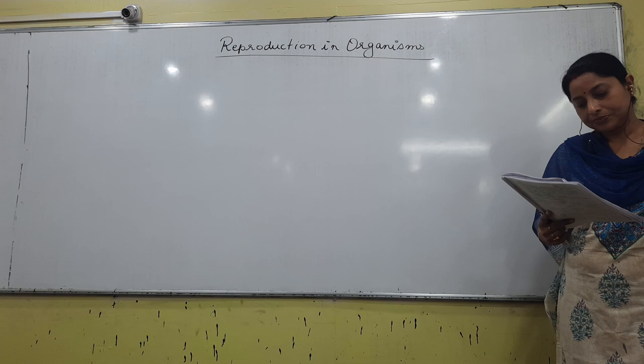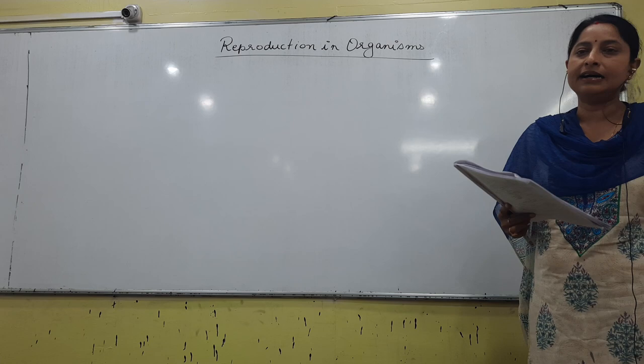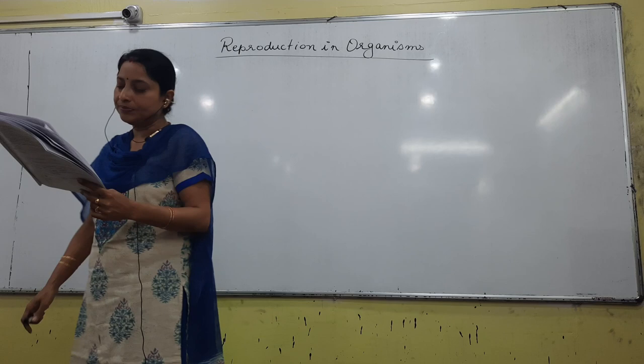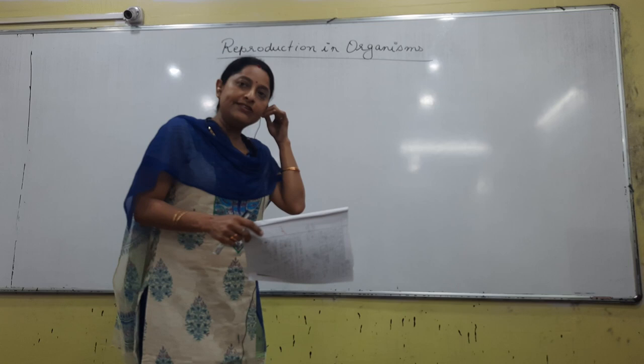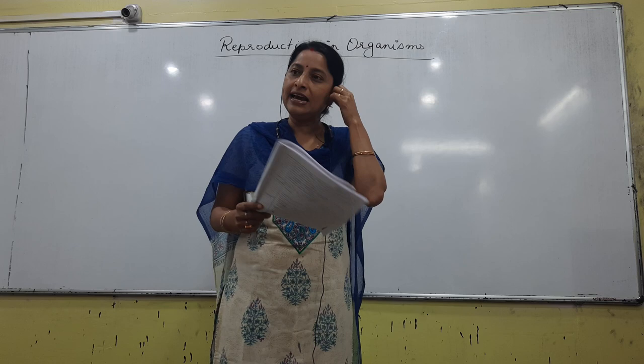Next, multiple fission. What is multiple fission? One organism reproducing many offsprings at the same time, multiple fission by the process of fission, seen in case of amoeba. Just go through the point. In amoeba we see both binary fission and multiple fission. Binary fission during favorable condition, multiple fission during unfavorable condition.